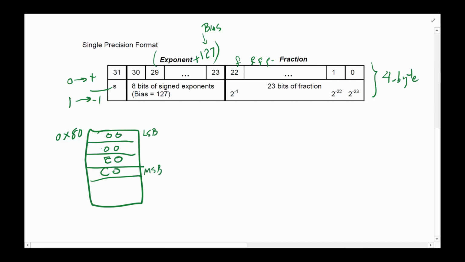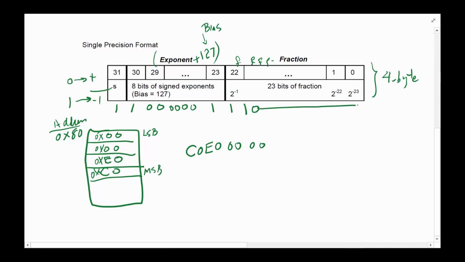So the number they're asking about is at a data address, and let's assume these are all in hex, which makes it a lot easier to work with. Which basically means the number we are being asked to convert, fully written out, would be C0, E0, 0, 0, 0, 0. Now let's see what the bits are here. C is 1, 1, 0, 0, and E is 1, 1, 1, 0, and the rest of this is 0.